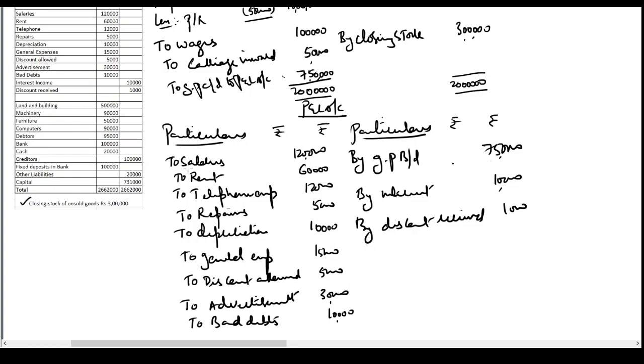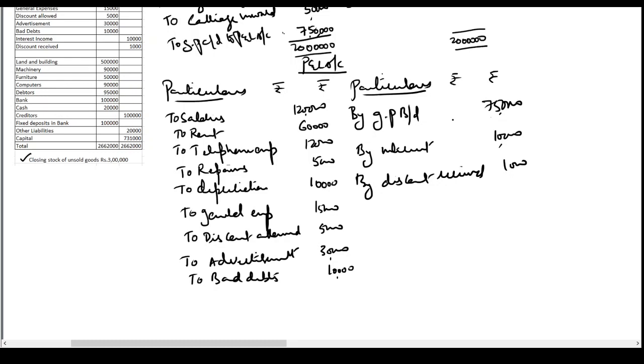So these are not shown in the P&L account. So we can now close the profit and loss account to find out the net profit of the business. Total the credit side 7,50,000 plus 10,000 is 7,60,000, plus 1,000 is 7,61,000, the total of the credit side. Now we will total the debit side.